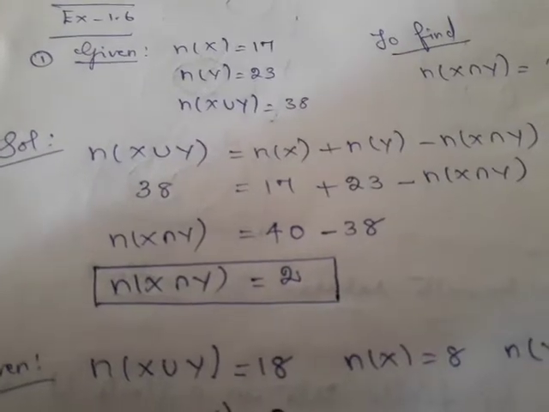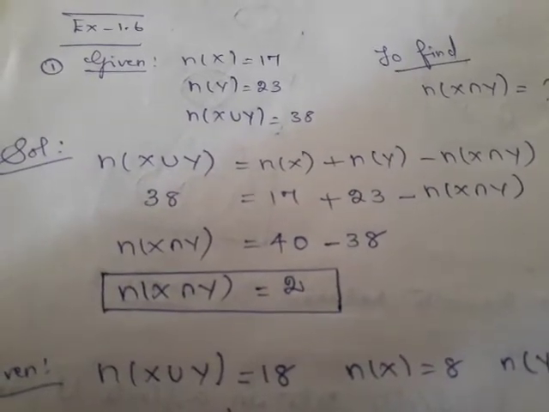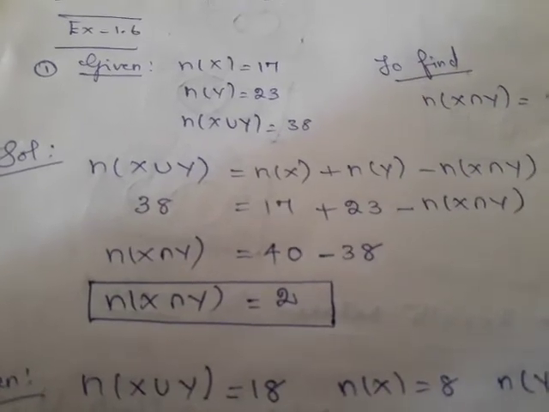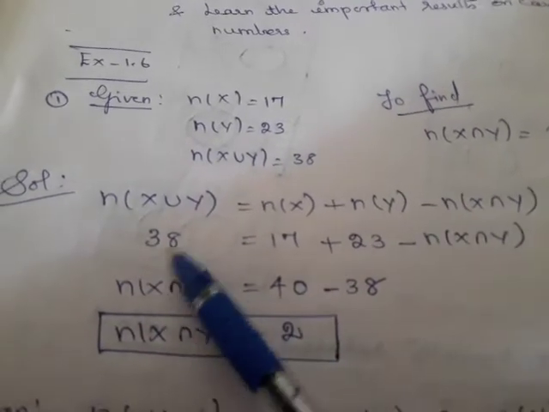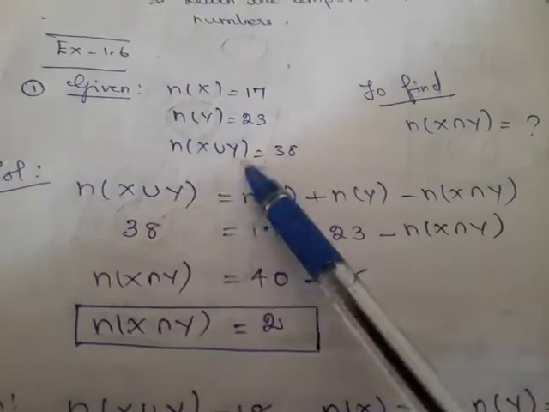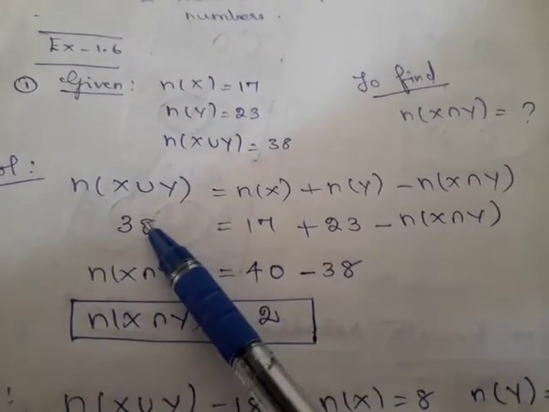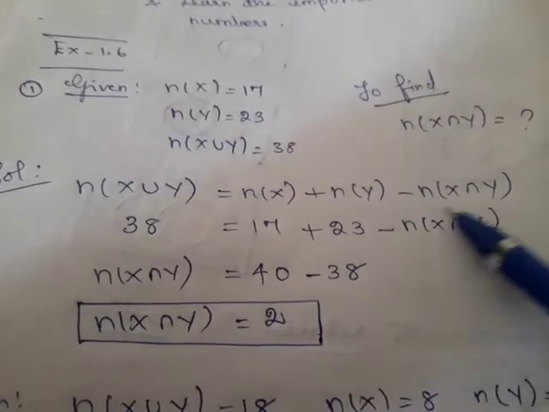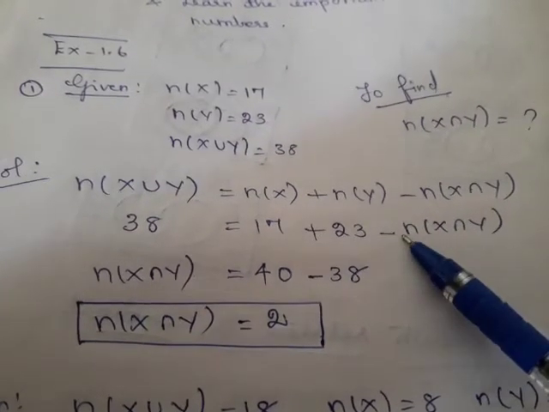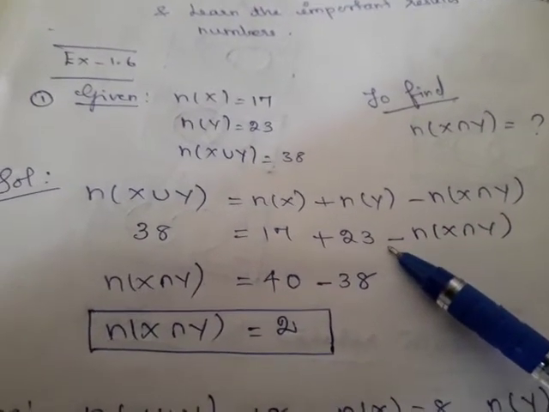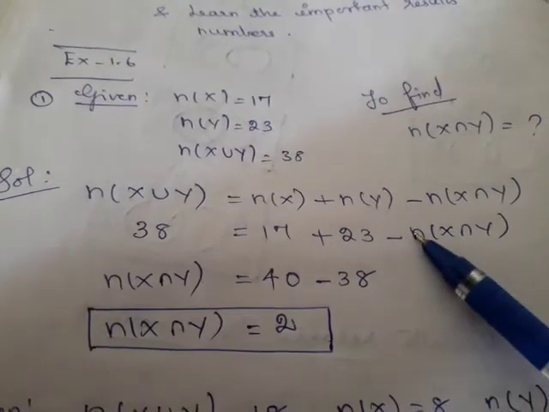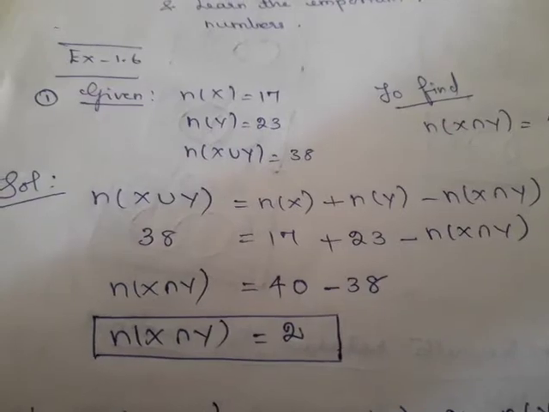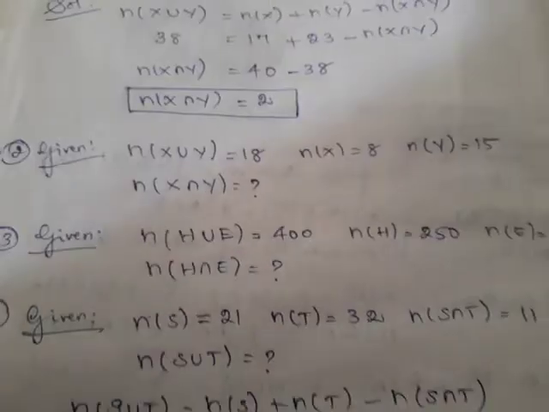So n of x union y is equal to n of x plus n of y minus n of x intersection y. So just substitute the values there: n of x union y is 38, n of x is 17, n of y is 23, minus n of x intersection y, which we don't know. So like solving a linear equation, keep the unknown value on one side and bring the remaining to the other side, you can get the answer. That's it, very easy question, right?